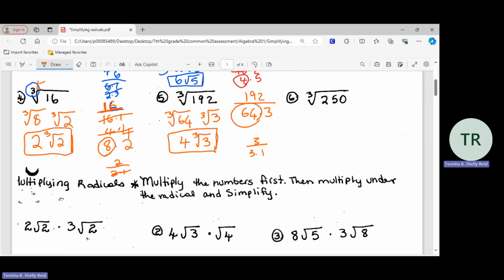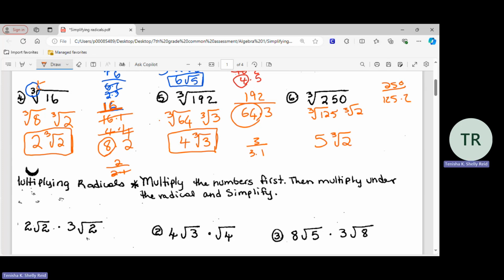Go ahead and try number 6 all by yourself. Pause it and try it. All right, so when you are done, you should have 5 and the cubed root of 2. So this gets broken into the cubed root of 125 and the cubed root of 2, because the factors of 250 was 125 and 2.